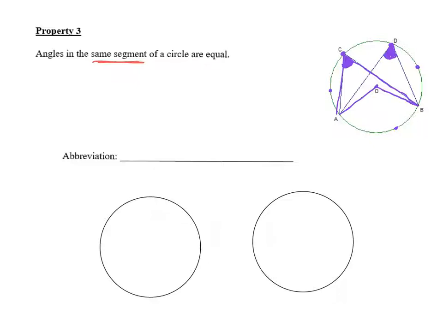Taking a look at the points A and B, I have this to be a chord AB, which will cut the circle into a major segment and a minor segment. So as long as the angles are on the circumference within the same segment, in this case the major segment, all the angles over here will be equal. That gives us the property: angles in the same segment.